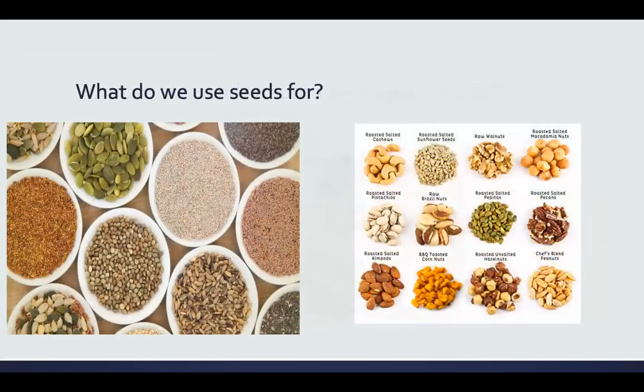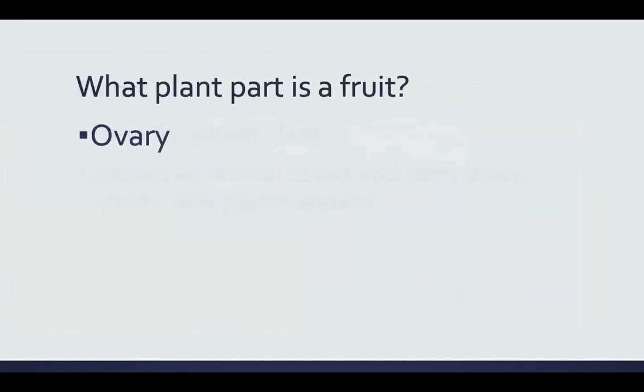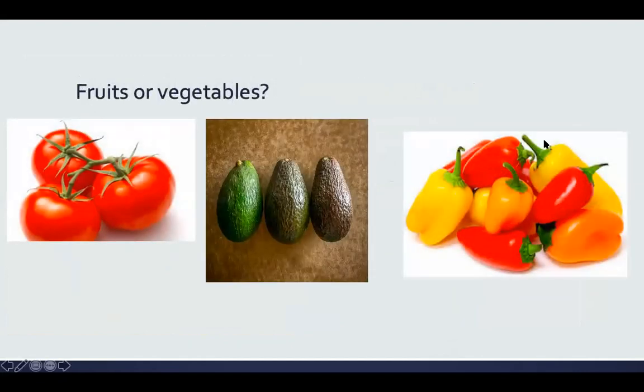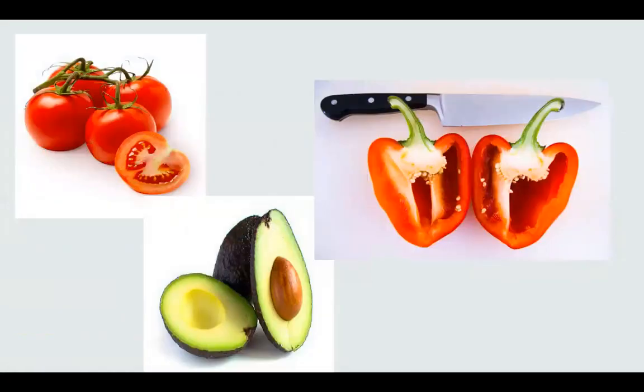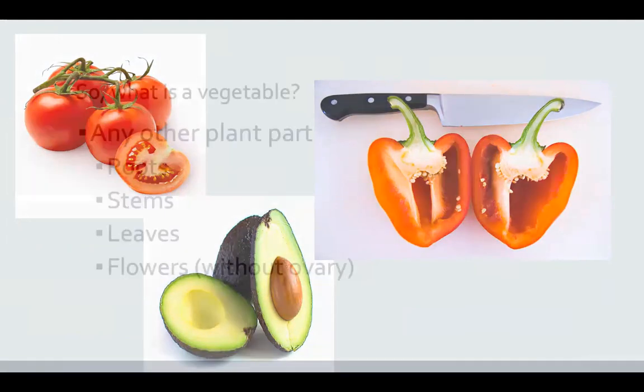We'll talk a little bit about the differences between fruits and vegetables now. So what are these here? The tomato, the avocado, and bell peppers are actually fruits, because they are the part of the plant that contains the seeds. So they are the ovary part of the plant. And you can see that here. Whether it's a tomato plant, an avocado tree, or a bell pepper plant, they're the part of that plant that contains the seed, the ovary. So we call them fruits.